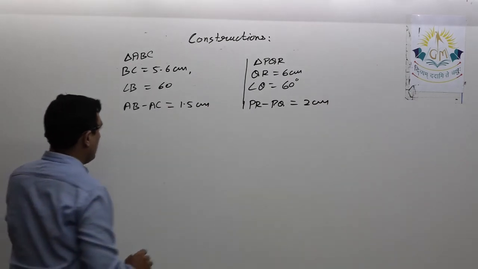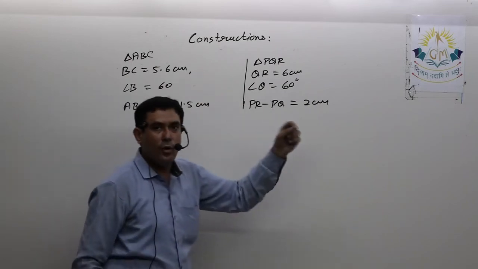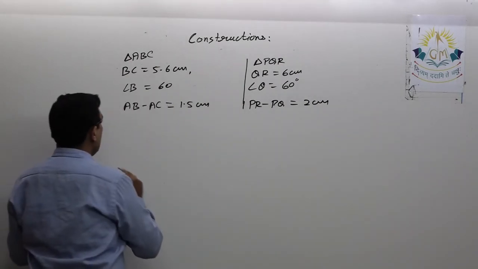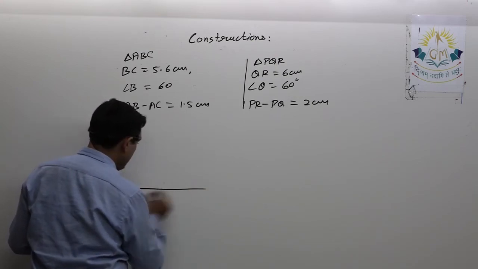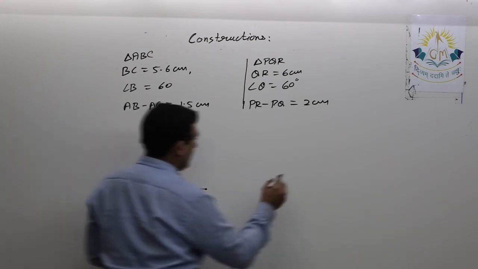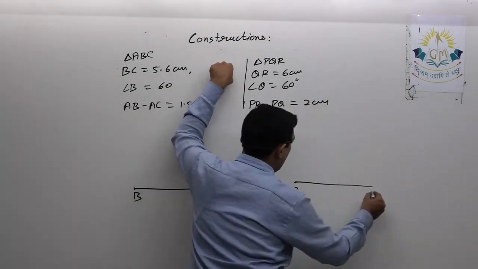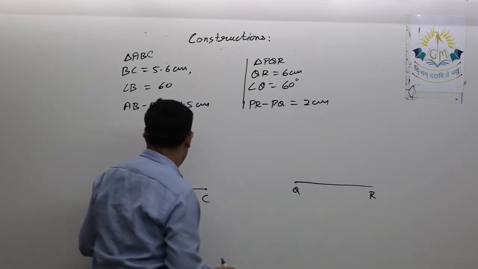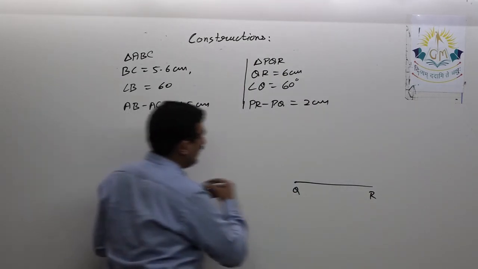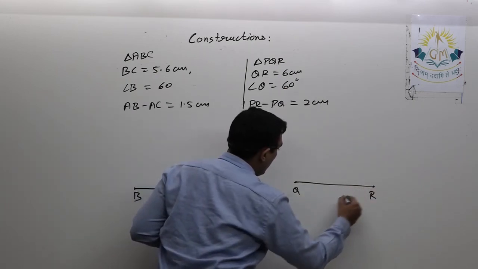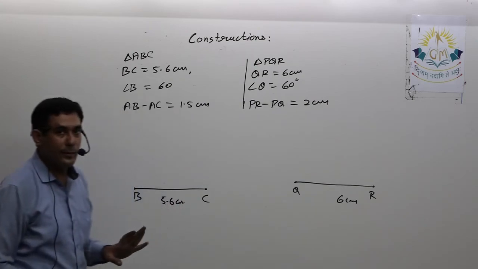Okay, so let us construct these two triangles simultaneously. First, we have to draw the base as we did in the last. So first we will take BC over here, and over here I have to take the base QR. It's a matter of luck, I thought they are the same, but this is 5.6 and this is 6. I'm just giving you the method. I'm least bothered about their measurements.